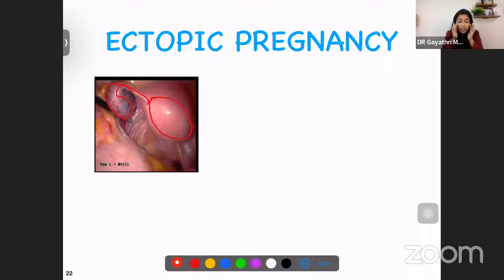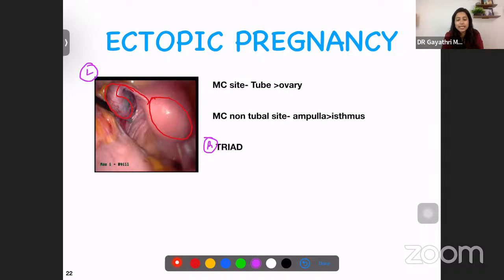Please understand that I'm looking at the uterus from above. I have inserted a scope like this, and I'm looking from above. So this side on the left is going to be the left of the patient, and this is the right side of the patient. So this is a left-sided tubal ectopic, which is shown here. What is the most common site of ectopic? It is the fallopian tube. What is the most common non-tubal site of ectopic after the fallopian tube? It is most commonly the ovaries. In the fallopian tube, the most common site is the ampulla followed by the isthmus.